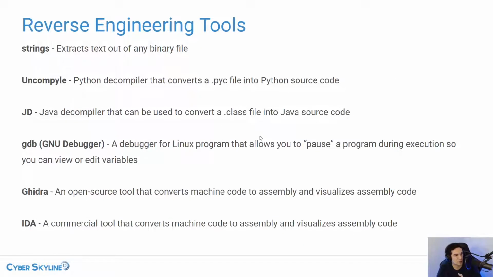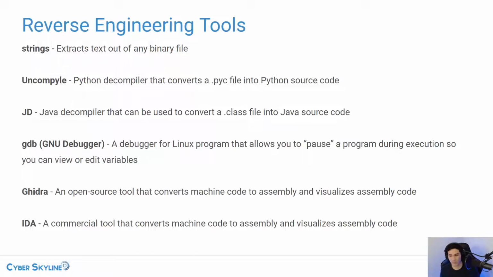There's also JD, the Java decompiler, which can be used to convert a .class file. The .class file is the Java bytecode, which you can then convert back into Java source code.